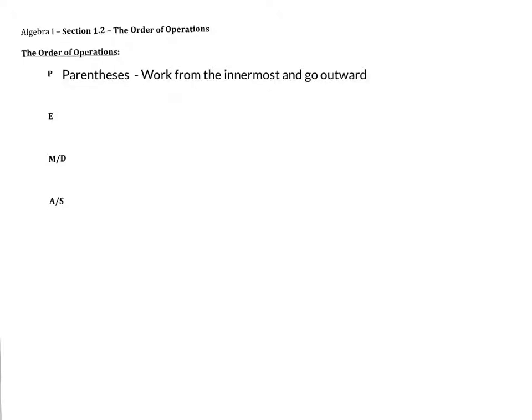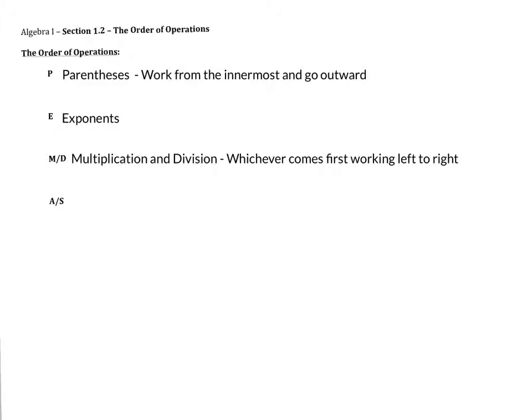The second step of the order of operations is to perform the exponents. So if there's any squareds or cubes or anything to any kind of power, you're going to perform that next. The third step of the order of operations is multiplication and division. So you're going to do multiplication and division, whichever operation comes first while you're working from left to right. So if there happens to be a division symbol before a multiplication symbol, you're going to divide before you multiply.